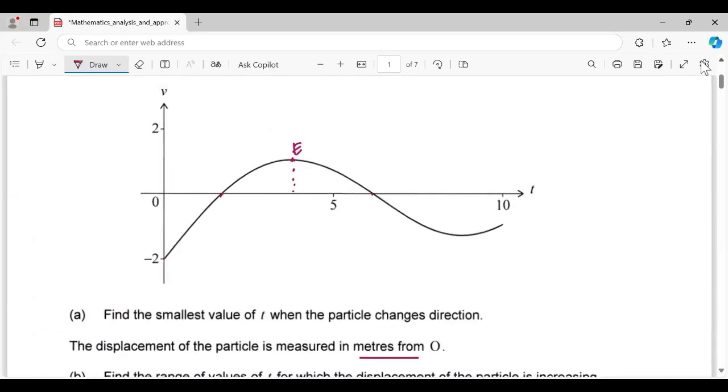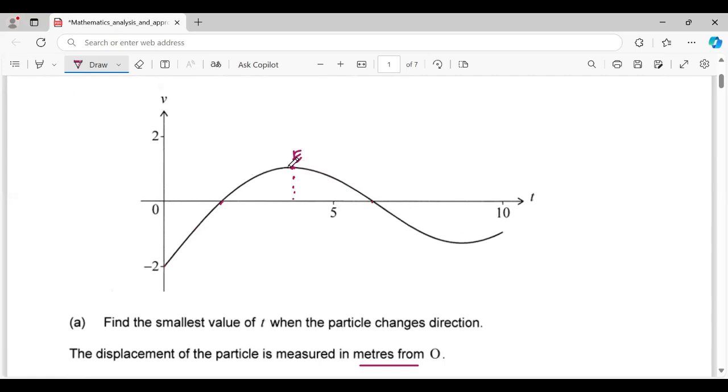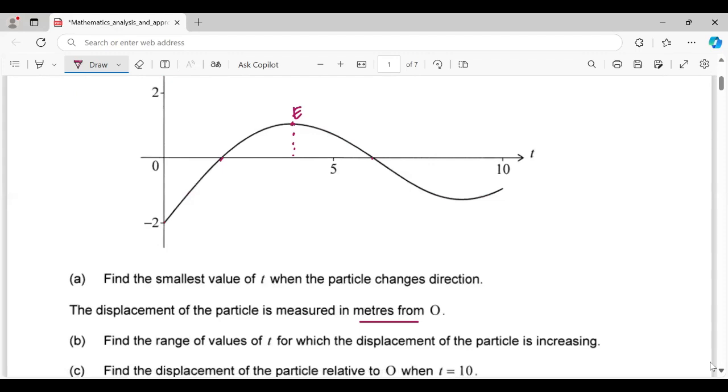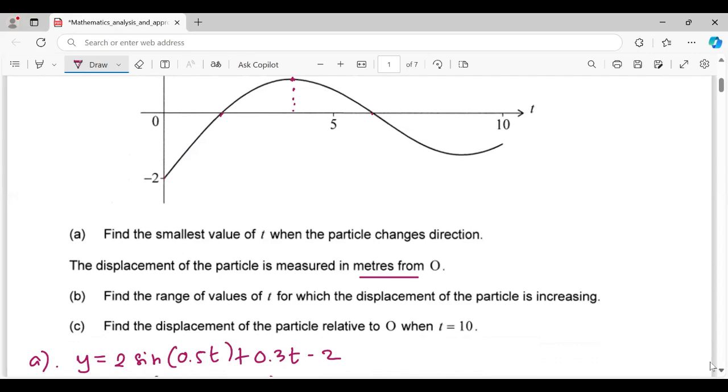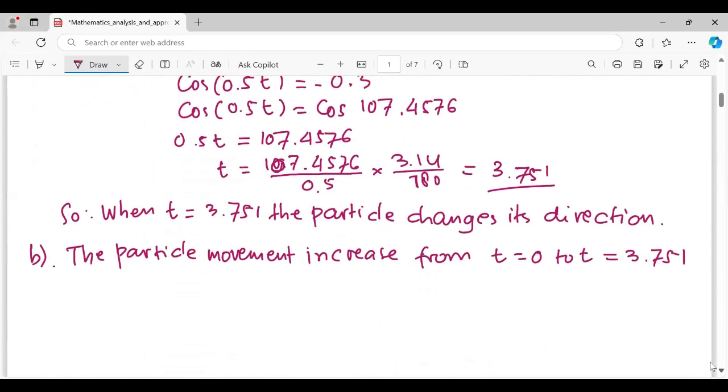It increases from t equals 0 to t equals 3.751. So that is the range of values for t: t from 0 to 3.751.